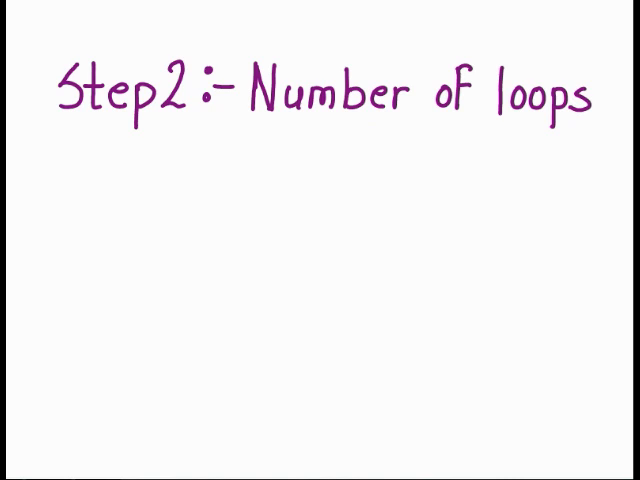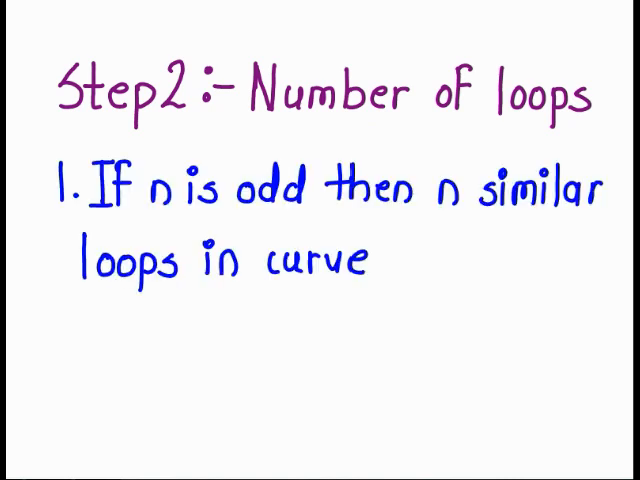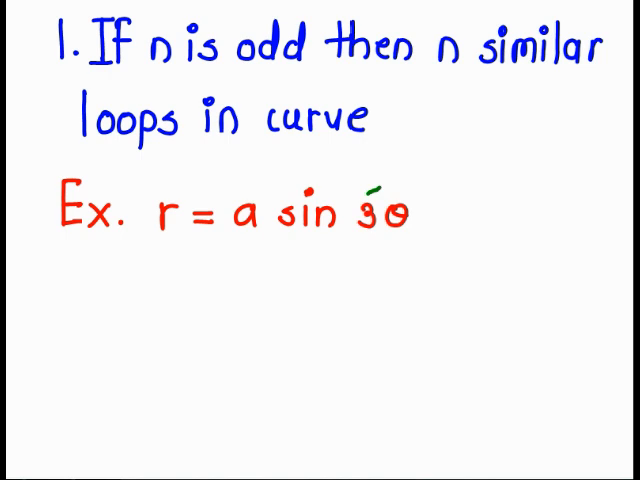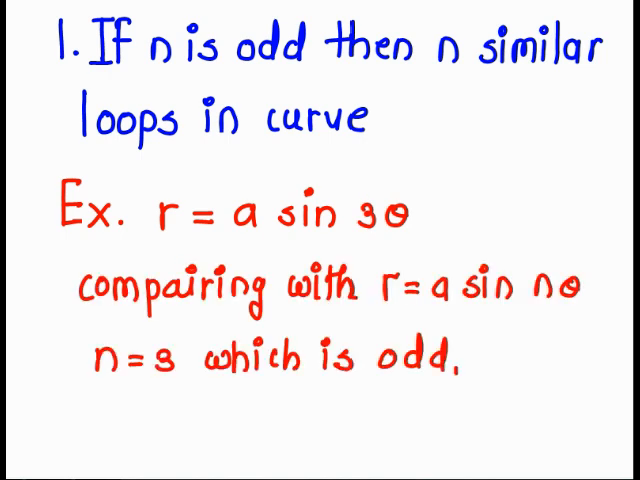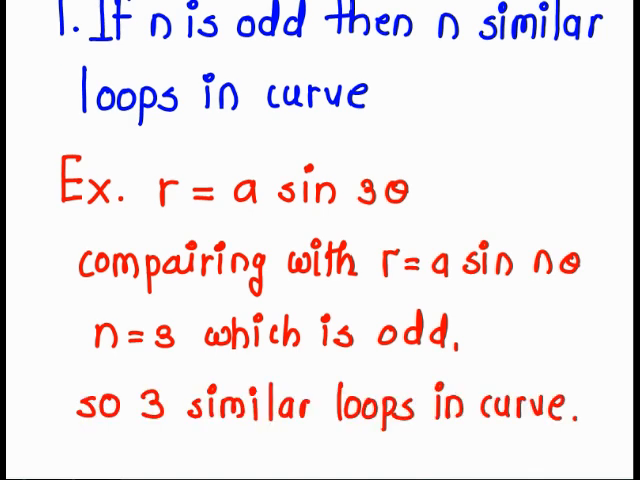Now we go to step number 2, that is how many loops are there, the number of loops. If n is odd, then there are n similar loops in the curve. Let's take an example, r is equal to a sin 3 theta. The value of n is 3. Comparing with r is equal to a sin n theta, n is equal to 3, which is odd, which means we have to draw 3 similar loops in the curve.